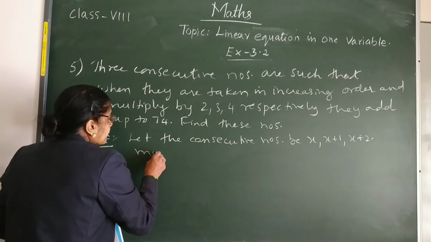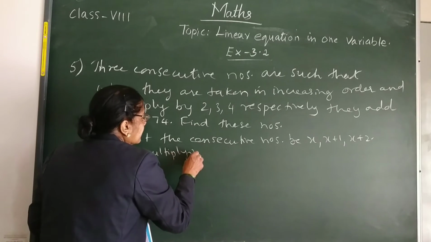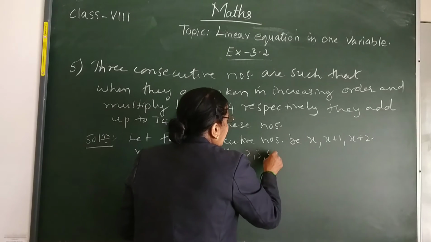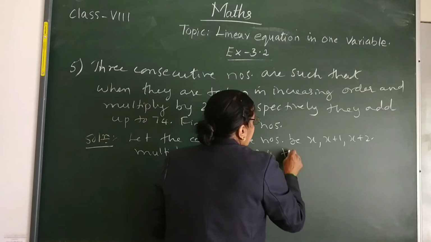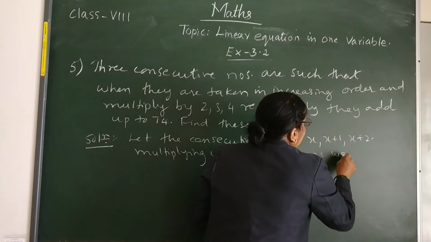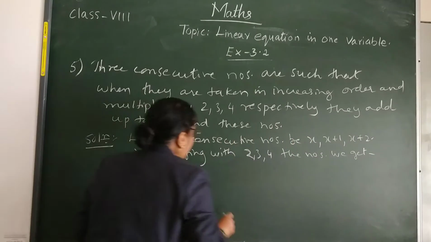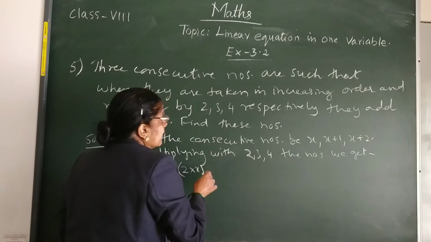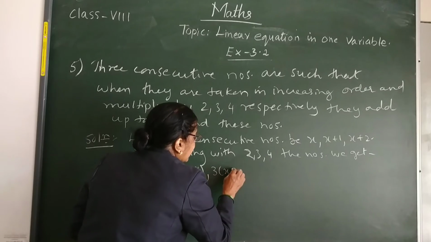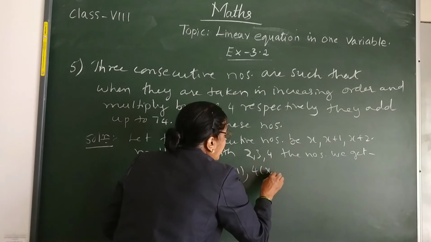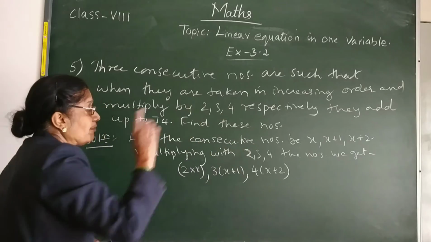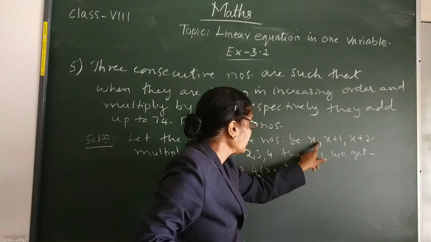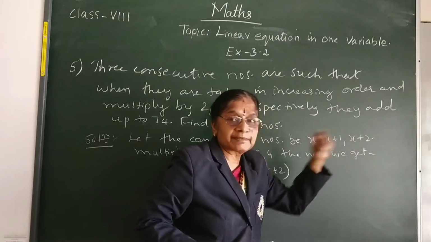So multiplying with 2, 3, 4, what numbers do we get? 2 into x, then 3 into x plus 1, then 4 into x plus 2. These are the numbers we are going to get if we multiply the three consecutive numbers, x with 2, x plus 1 with 3 and x plus 2 with 4.